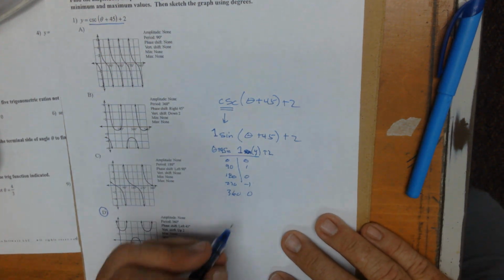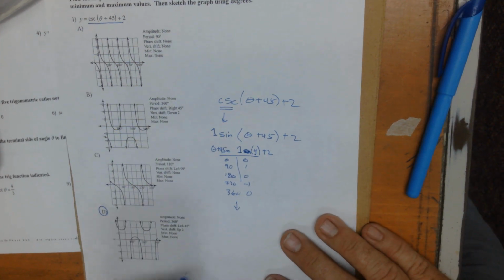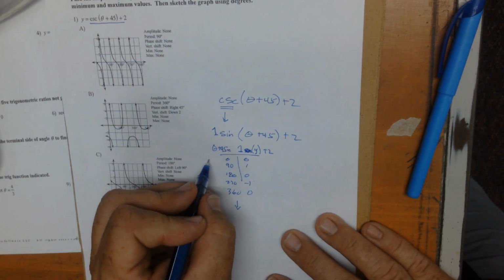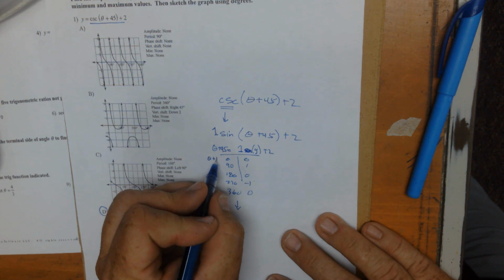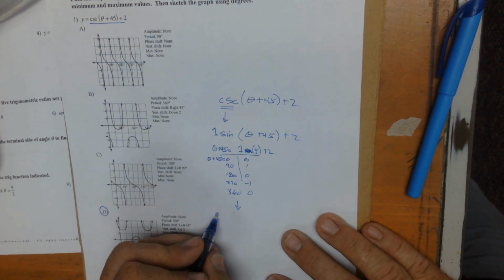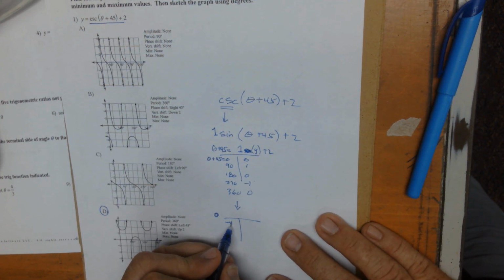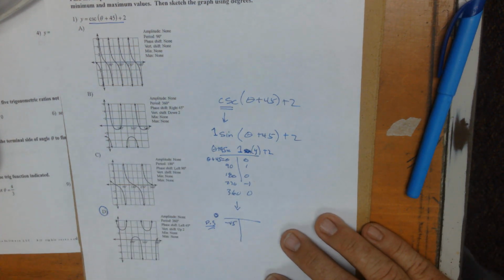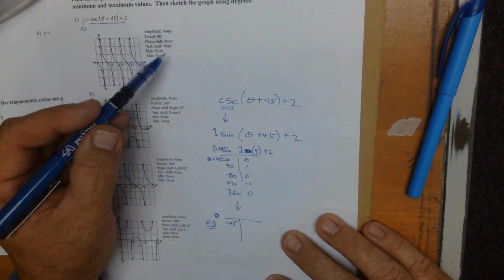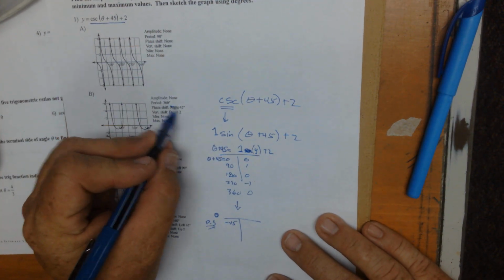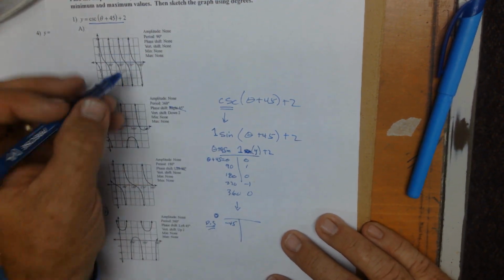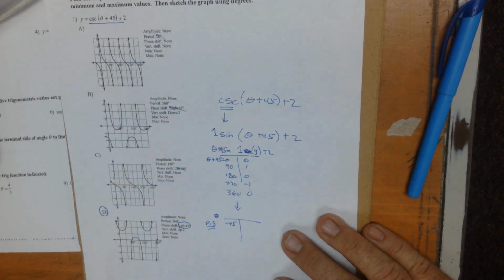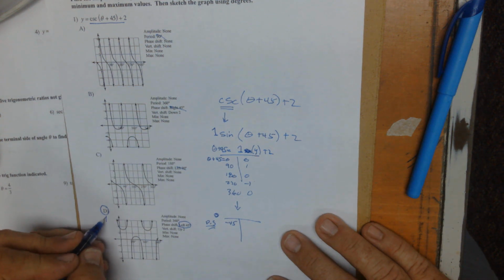So if we kind of work with those, we'll just work our way down here. If I do theta plus 45 equals 0, my first value is -45. So that's my phase shift. So my phase shift is -45. So if I look here, I've got to the right, no, left, 90, no. So right now, by process of elimination, you could figure out that the answer is D.